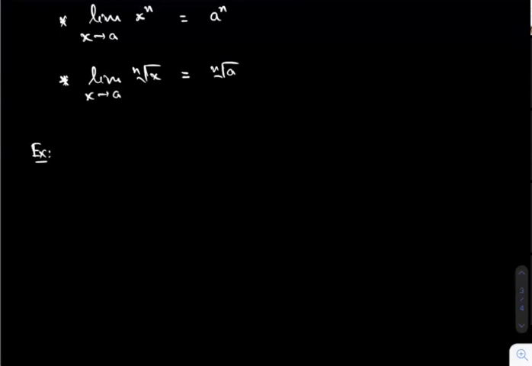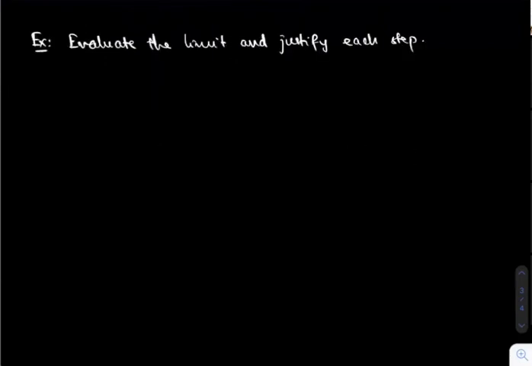Evaluate the limits and justify each step. So for part A, I'm going to do the limit of 2x squared minus 3x plus 4 as x goes to 5.